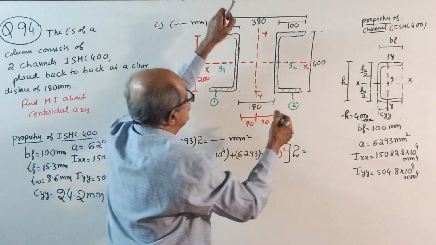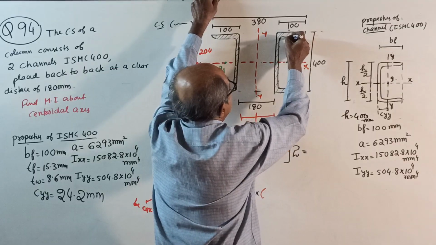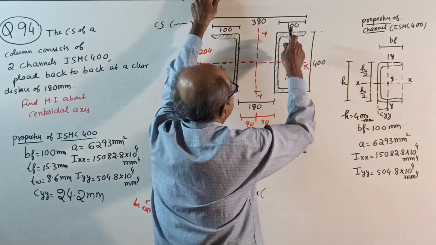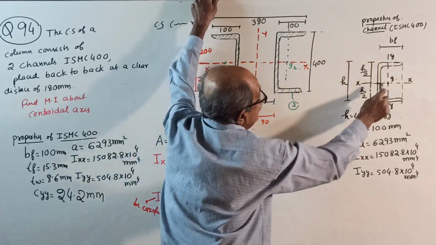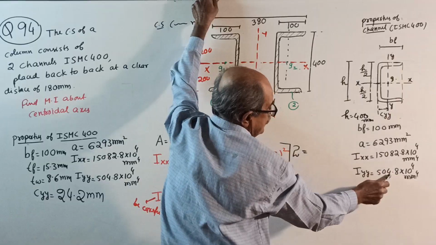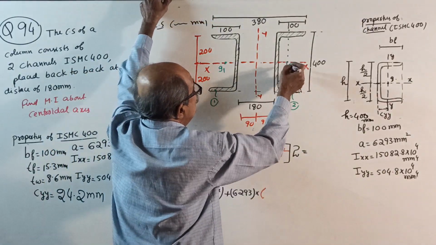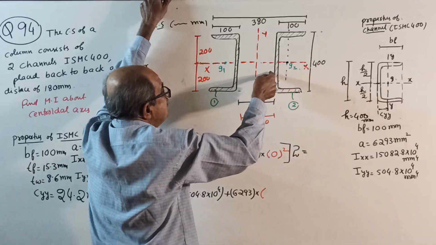Start. First, come here, any one channel, I think this one is better. First I about its own centroidal axis, this axis, I parallel to Yy. I about this axis is 504.8 × 10^4 plus area into the distance from centroid G2 to Yy, squared.